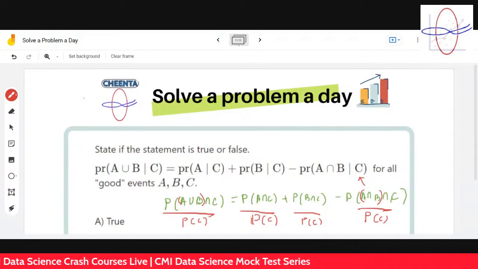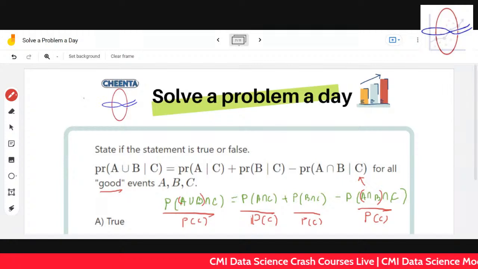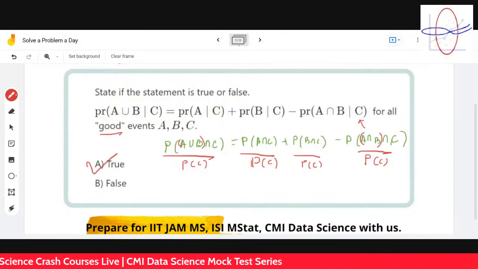No behavior changes, and we can apply probability to all good events. Good events means, in some sense, measurable sets, but that's not what we're interested in. We are interested in this behavior of conditional probability. I hope you liked it, and I hope you enjoyed it.